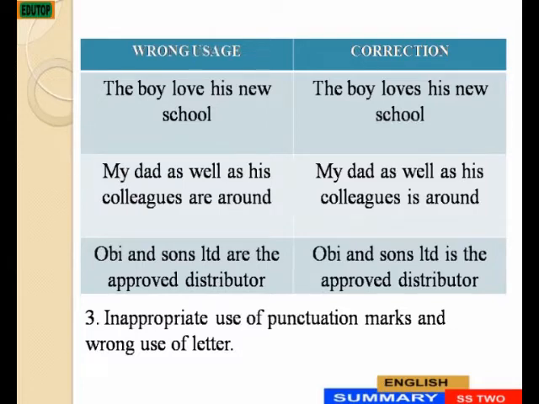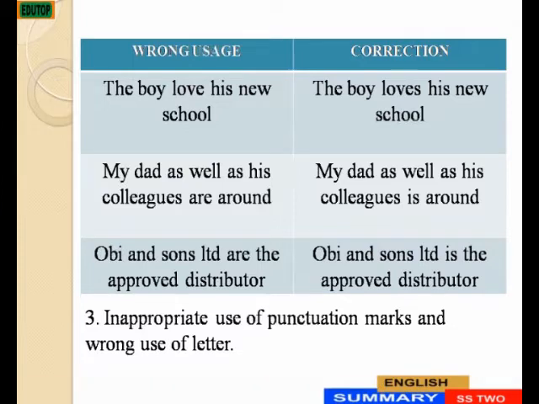My dad, as well as his colleagues, are around. If you know the rule of concord, you discover that as well as his colleagues is a parenthesis in this sentence, and so it should be disregarded. So we should not consider as well as his colleagues in the sentence. Instead, we should have my dad, as well as his colleagues, is around. So it is as good as saying my dad is around.